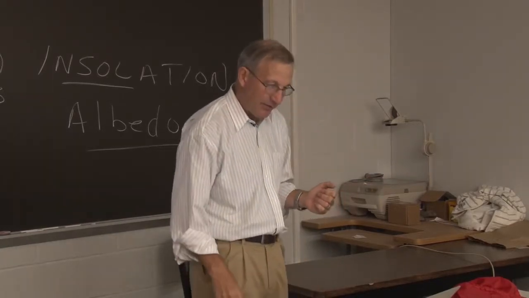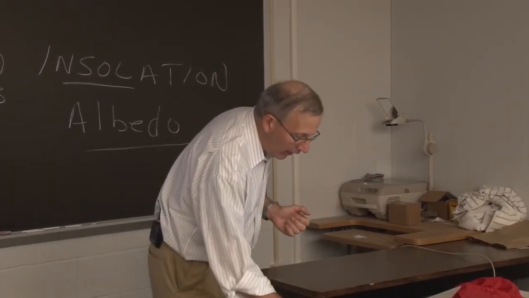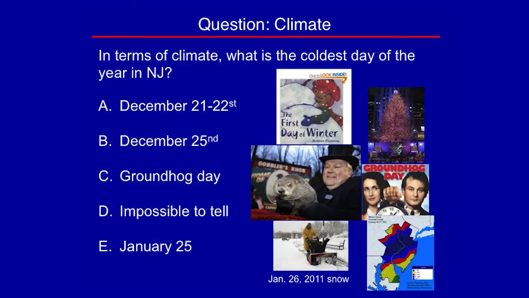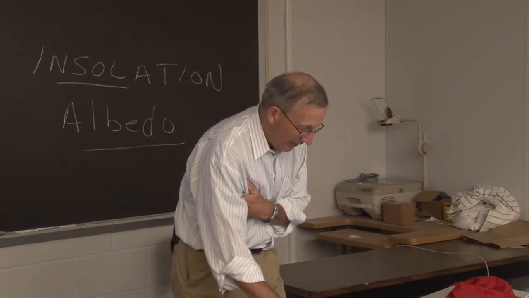So here's a clicker question for fun. In terms of climate, okay, what is the coldest day of the year in New Jersey? A, December 21st to 22nd, which is what? Solstice, right? It's the shortest day of the year. That's when the insolation, on average, is minimum, the amount of incoming solar radiation. B, December 25th. C, Groundhog Day. D, it's impossible to tell. And E, January 25th, sorry.